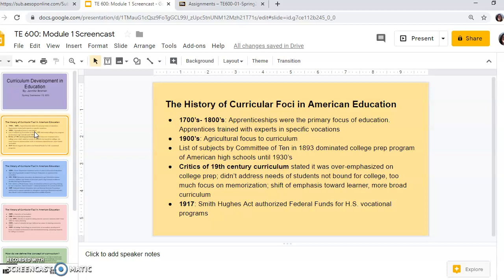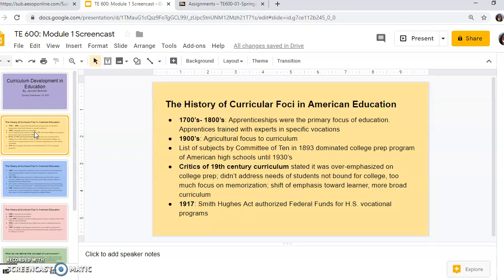Then in the 1900s, there was an agricultural focus to the curriculum. There was a lot of farming, and we had a list of subjects made by the Committee of 10 in 1893. Dominated the college prep program of American high schools until about the 1930s. So most of the schooling focus in high school during that time was college prep.